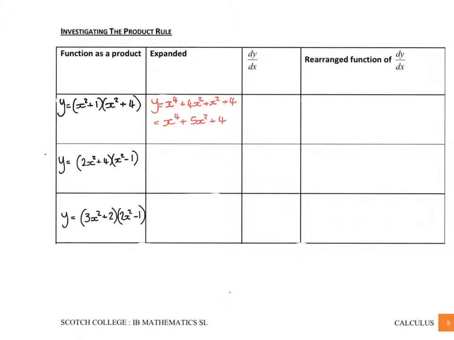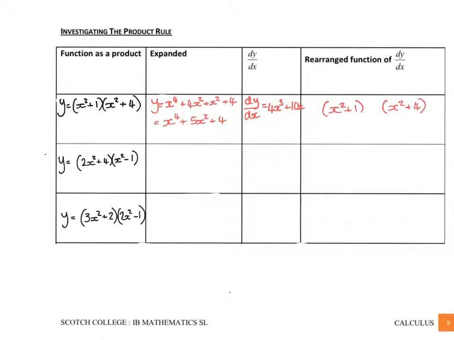So these are no longer quadratics, which is why they're a little bit harder. dy dx, when we differentiate this, we would get 4x cubed plus 10x, and the 4 constant on the end would disappear when we differentiate. So the same idea, we're going to write the original two brackets, x squared plus 1 and x squared plus 4.